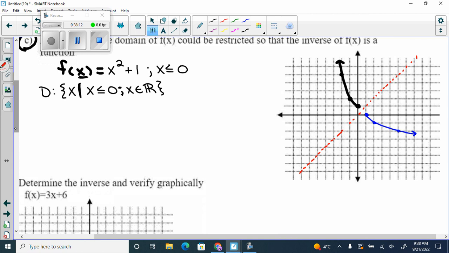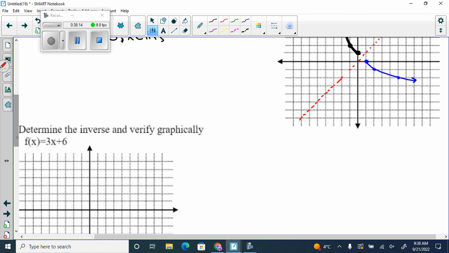Okay, I'm going to give you a different one. You can do it in this space down here because I'm not going to do this. I'm going to give you this: y equals the absolute value of x minus 3, plus 6. And I want you to restrict the domain so that the inverse is a function.